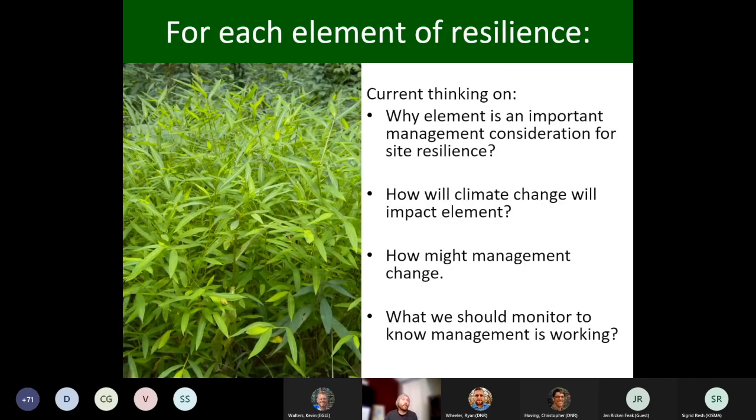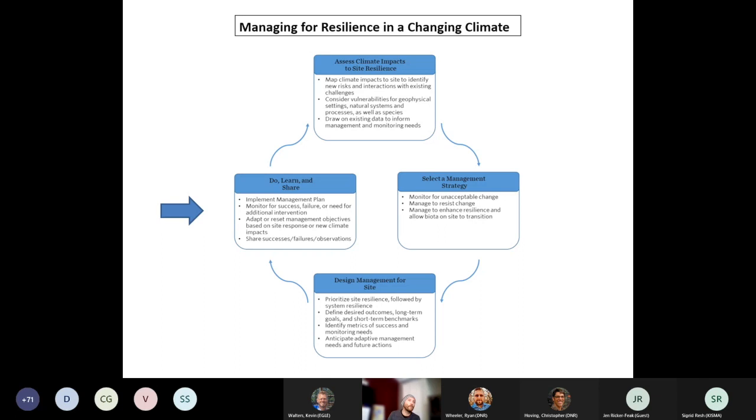The guidance document also says you should really be asking yourself these questions about each element of resilience. Why is that element an important management consideration for resilience? How will climate change impact that element? How might management change? And what should we monitor to know that the management is working? And that takes us to the last step in the adaptive management cycle, which is, of course, do, learn, and share. And that's where this group and myself would be really interested in hearing feedback from folks on what's working and what isn't, what questions there are, and what things aren't being addressed.